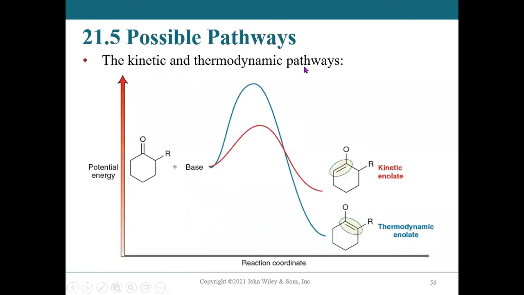For the kinetic and thermodynamic pathways, we will see these two pathways starting with the same material, treated with base, to form the enolate. The red approach produces the less substituted enolate, which is the kinetic enolate, formed faster but not stable because the energy of this enolate is high. The more substituted enolate forms slower because the activation energy for the blue line is higher, but the product, the enolate, is more stable.